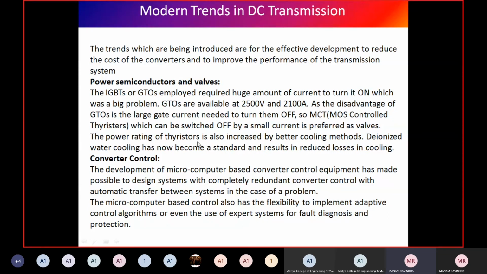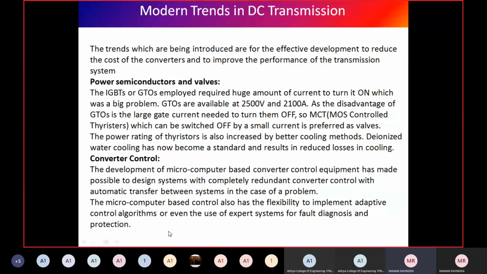And the power ratings of thyristors can be increased with better cooling methods. That means deionized water cooling has become standard and the losses are reducing. We have already discussed this in the first slide, when we were discussing components of the thyristors: deionized water is used for cooling the thyristor devices. Okay. Next, coming to converter control.